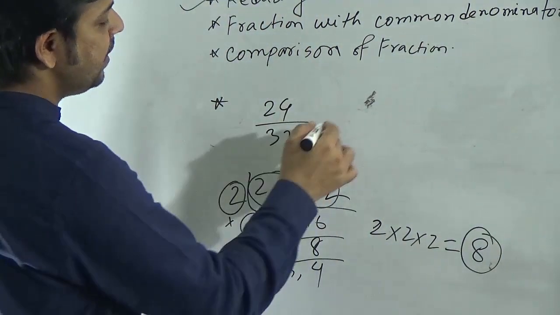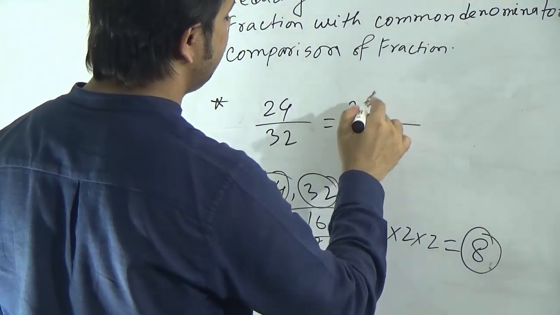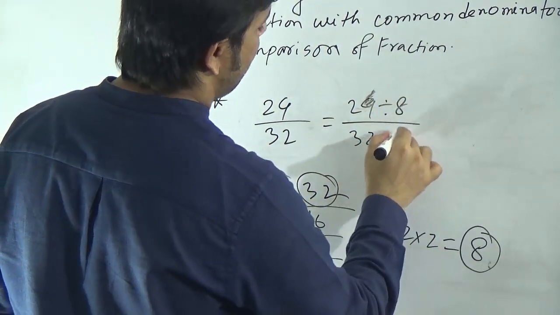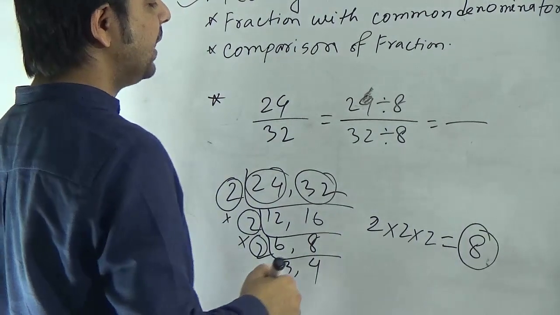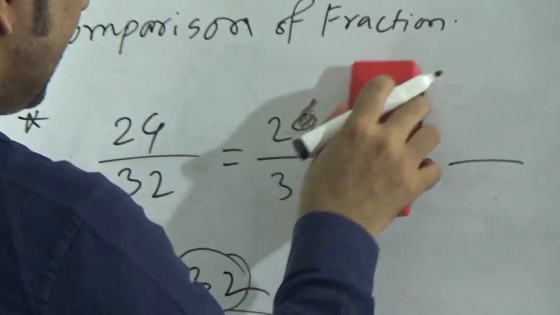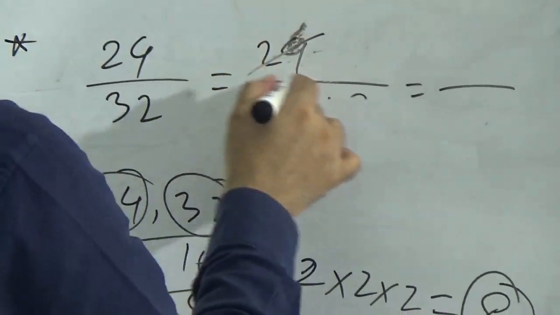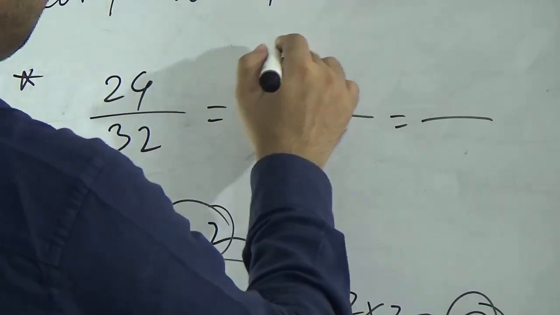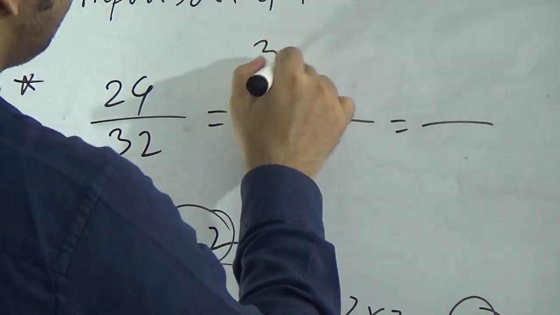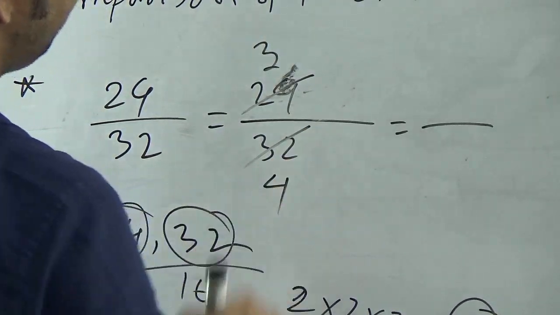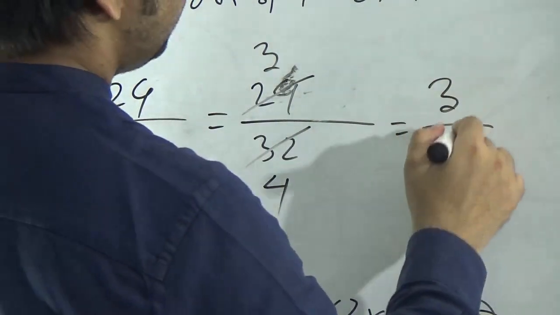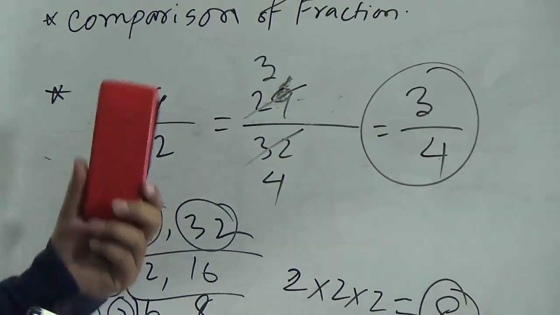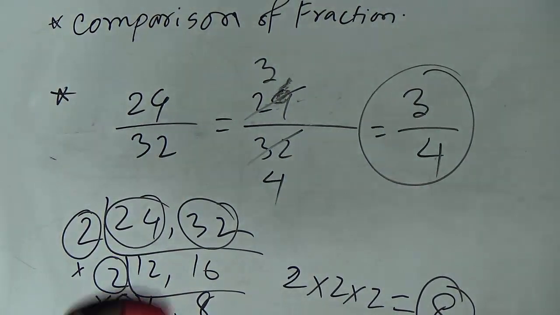So if we divide both the numerator and denominator by 8, we will get the fraction into lowest term, or we can cut this by 8. Cut means divide. Division we can show in this way. If we divide this by 8, we will get 3 here. If we divide this by 8, we will get 4 here. So the lowest term is 3 by 4. The required lowest term is 3 by 4.